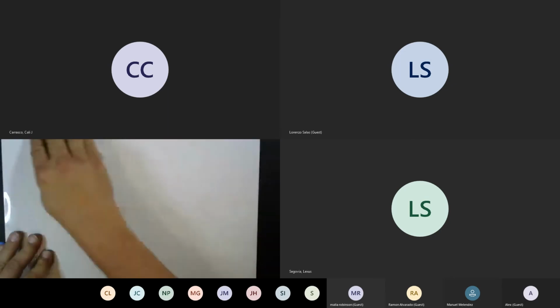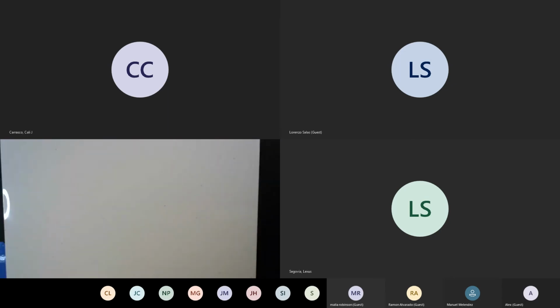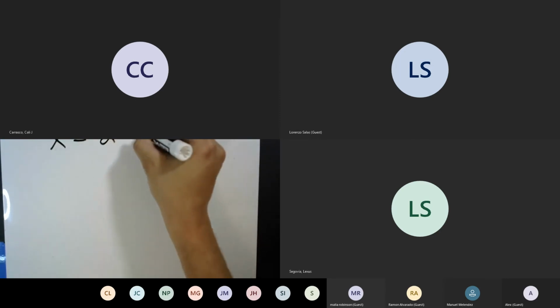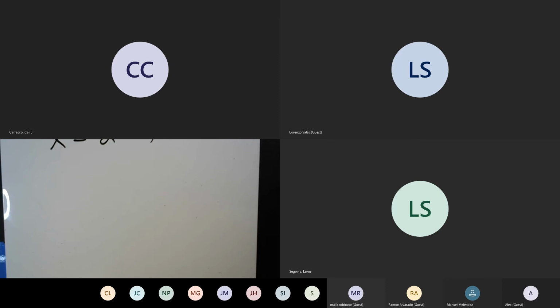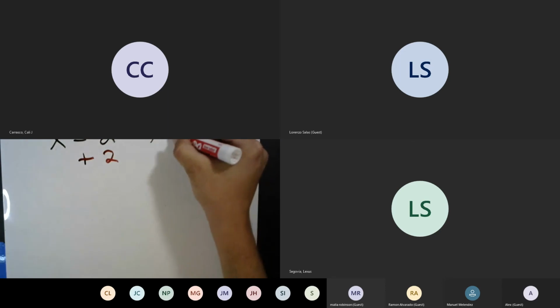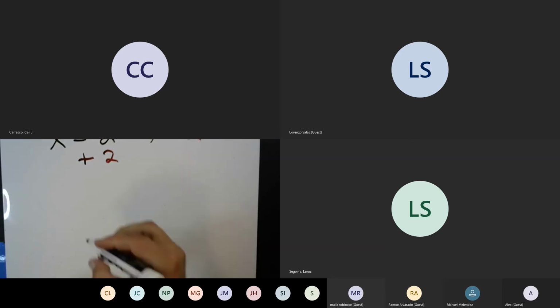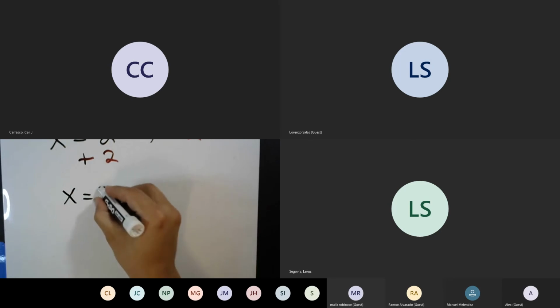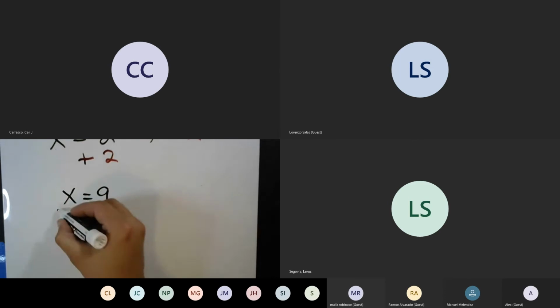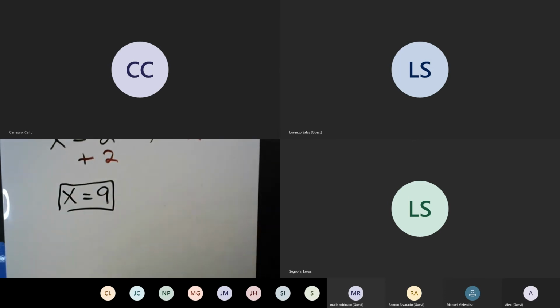We've done things like this. So what we do is we do the opposite. Instead of subtracting, we add. These will cancel because we're doing the opposite thing. And that leaves us with x equals 9. And we have to add 2 to both sides, because what we do to one side, we have to do to the other. And so we've been solving equations like this.